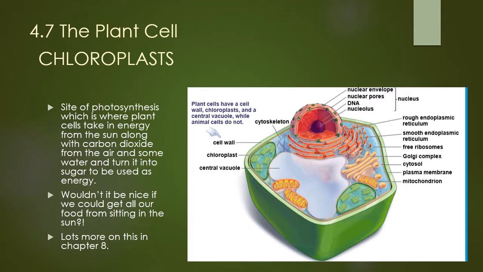So they just sit there in the sun, they don't eat food, they just make their own food by using energy from the sun. Wouldn't it be really nice if we could get all our food just sitting around in the sun? But we can't do that. We have to actually ingest our food into our body and not make our own food. But plants are pretty unique in that they can make their own food source, and we'll go over a lot more on this in Chapter 8.